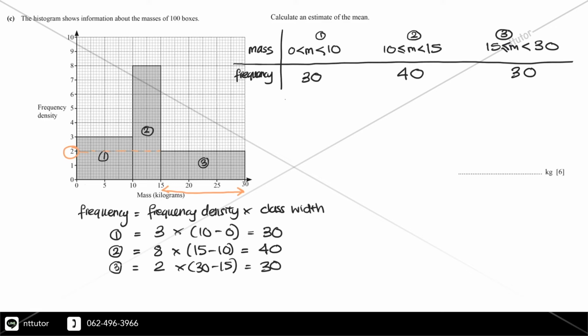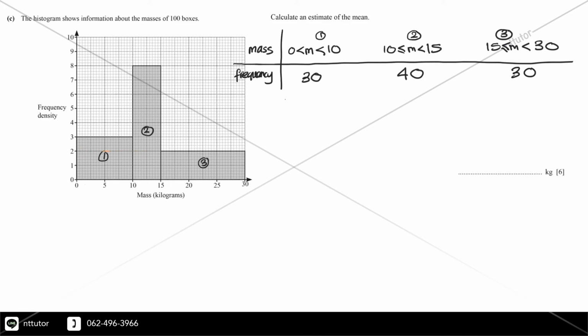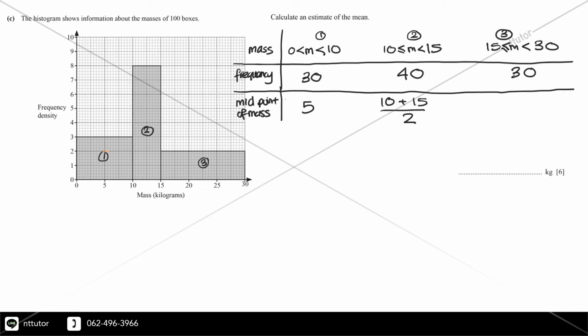And now that we have completed the table of values for this group data, in order to calculate the estimate of the mean, because it's group data, we would use the midpoints of each group. So the midpoint of the first group is the middle of 0 and 10. So that's 0 plus 10 divided by 2, which is 5. The middle of the second group would be 10 plus 15 divided by 2, which is 12.5. The middle of the third group would be 15 plus 30 divided by 2, which is 22.5.